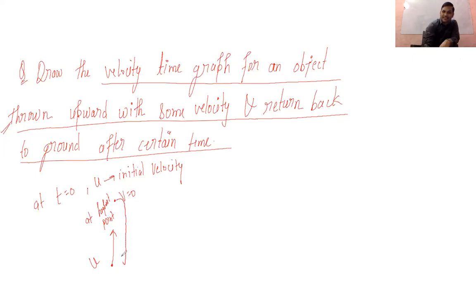Now velocity will increase in this case, because the acceleration is downward. Here the acceleration will be negative, and here the acceleration will be positive. One thing you can understand: the acceleration is constant, which means the graph will be a straight line, and the slope will be greater than 90 for this case.